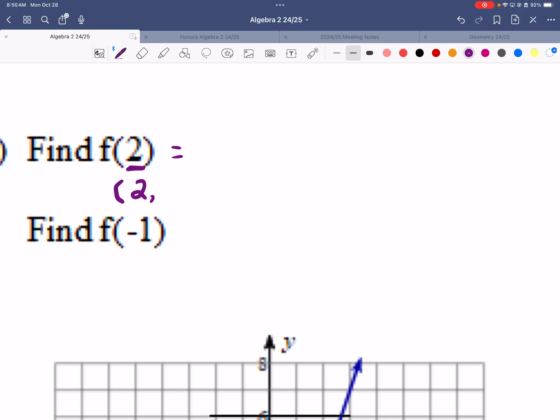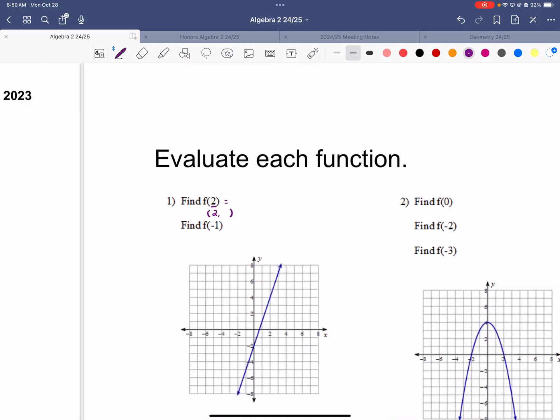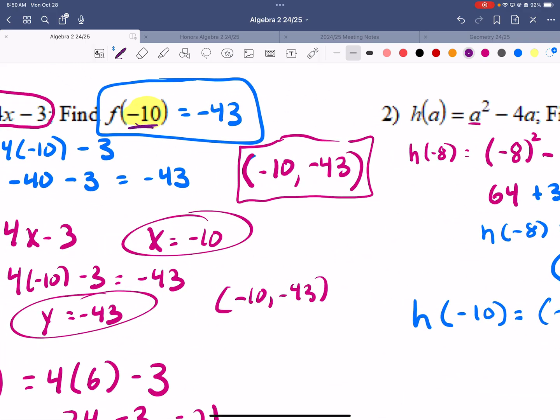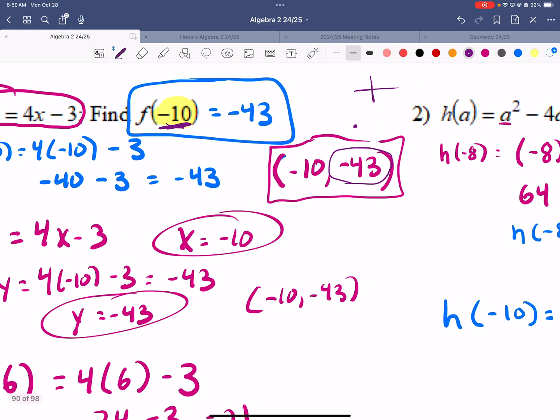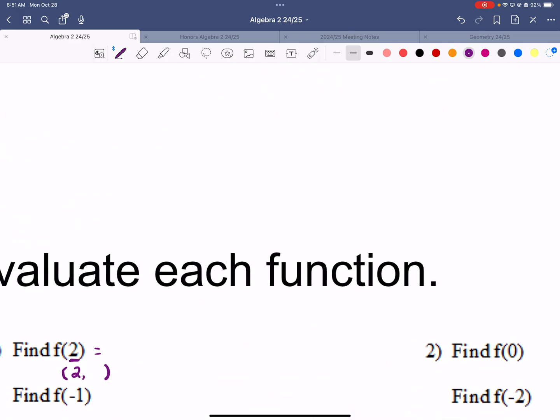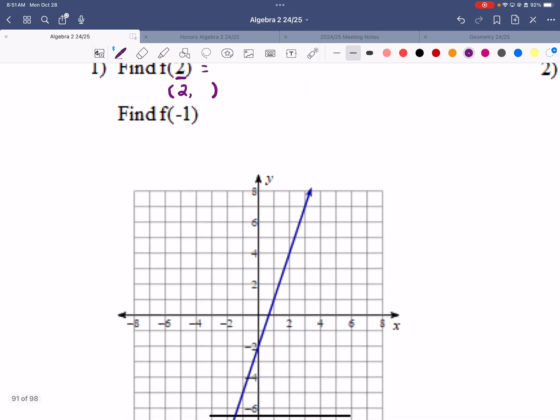In order to find what it is, remember when we were back here, we talked about if my x value was negative 10, my y value was negative 43. So if I was going to graph that, that's like way down there. This graph is going to go through that point. So f of 2 means my x value is 2. So my x value is 2 right there.